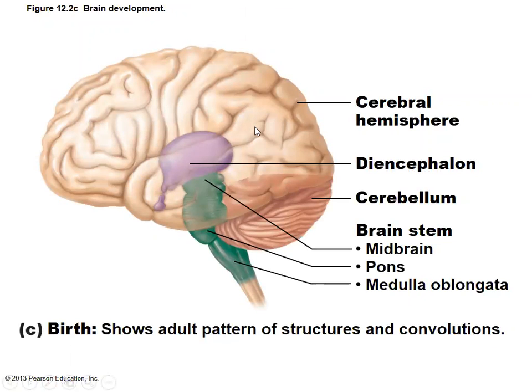All right, so here is one of your cerebral hemispheres. Your diencephalon is located in here. That's where you'll find your hypothalamus and your thalamus. The brainstem is this portion here, which is composed of the midbrain, the pons, and the medulla oblongata. And the cerebellum is this portion here.